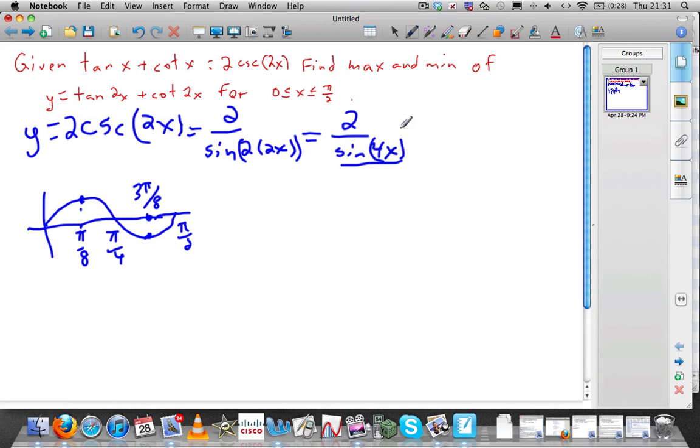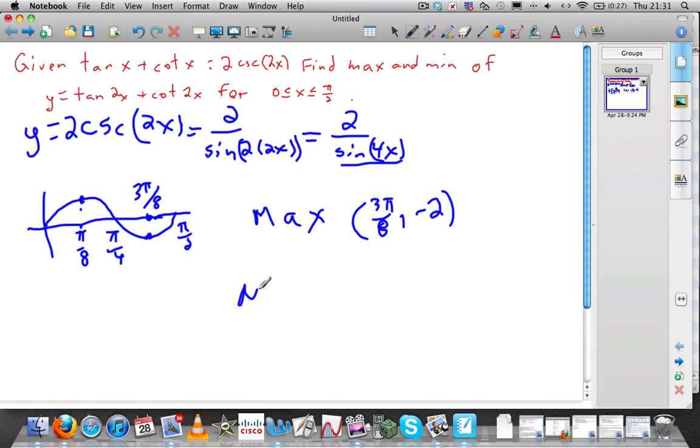Now, as this is as small as possible, 2 divided by something small will be as large as possible. So let's start with that. That means the max is going to be when this graph is a min, because we're dividing by the smallest thing, which gives us the biggest thing. That was at 3 pi over 8, and we know from the properties of the sine 4x graph that this is minus 1. So 2 over minus 1 is minus 2.